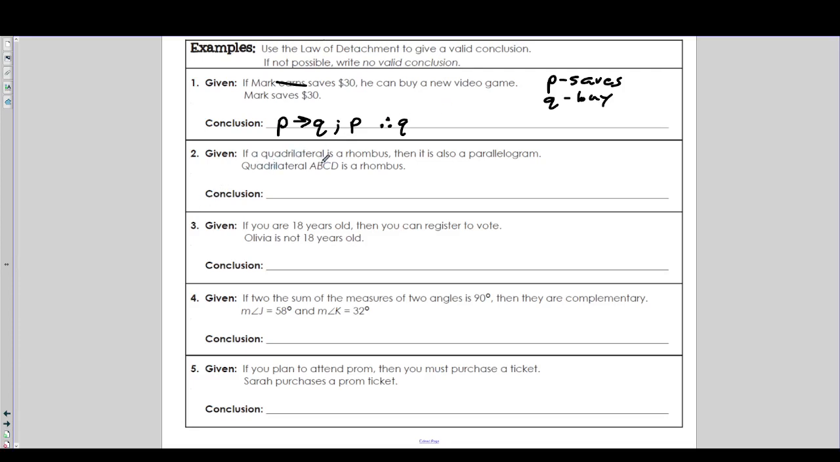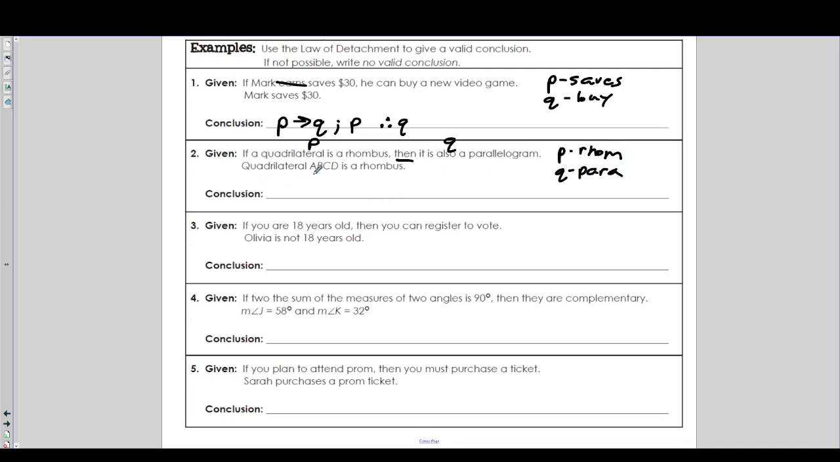Second one, if a quadrilateral is a rhombus, so P is if it's a quadrilateral, and Q is it is a rhombus, then if a nope, I was wrong. That tricked me. So I don't even know where an eraser is. Let me just undo. Okay. If a quadrilateral is a rhombus, then, that's the important part, so a quadrilateral is a rhombus, then it is also a parallelogram, is Q. So P says it is a rhombus, and Q says it is a parallelogram.